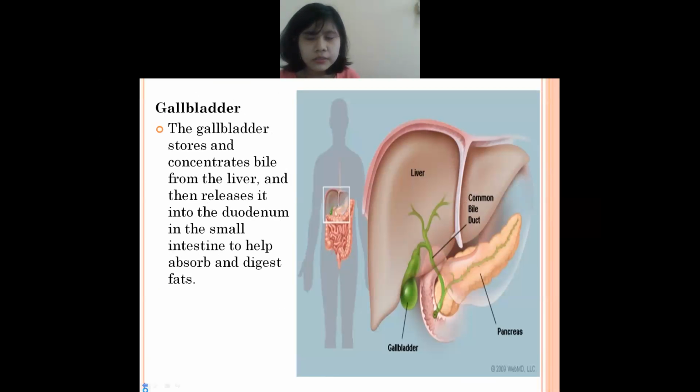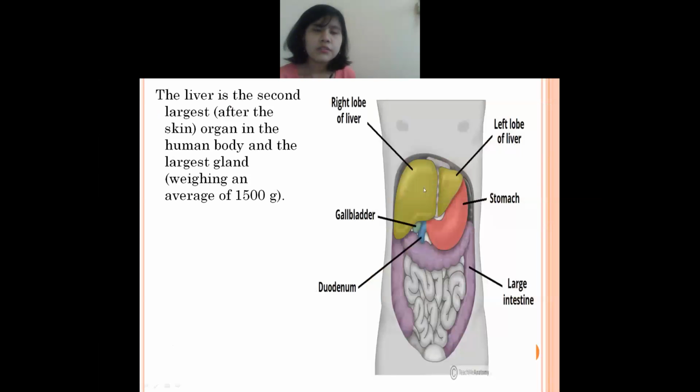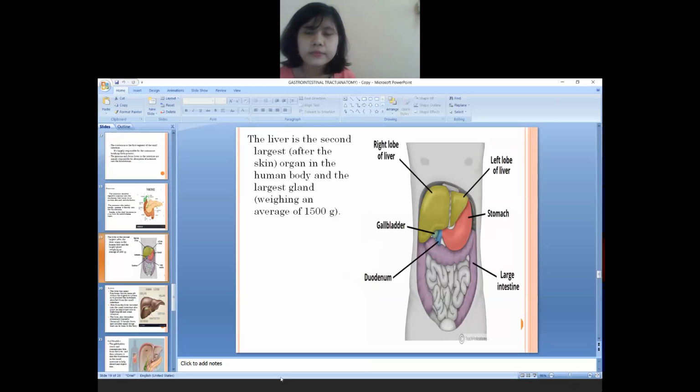Okay, so this liver, you'll find that it is divided into 4 lobes. Okay, 4. Actually, it's not shown here properly. Wait, I'll show you in a minute.